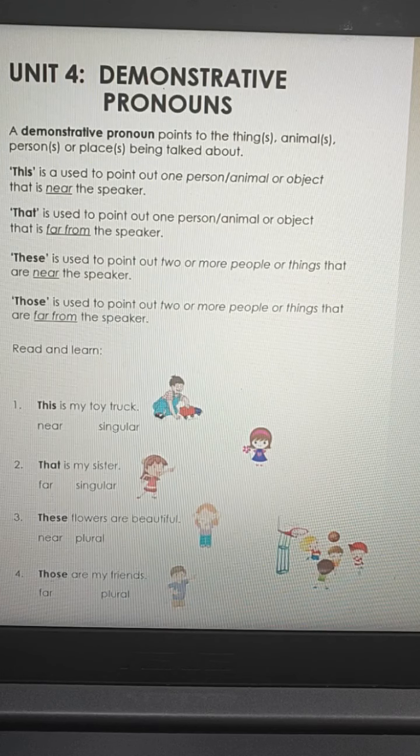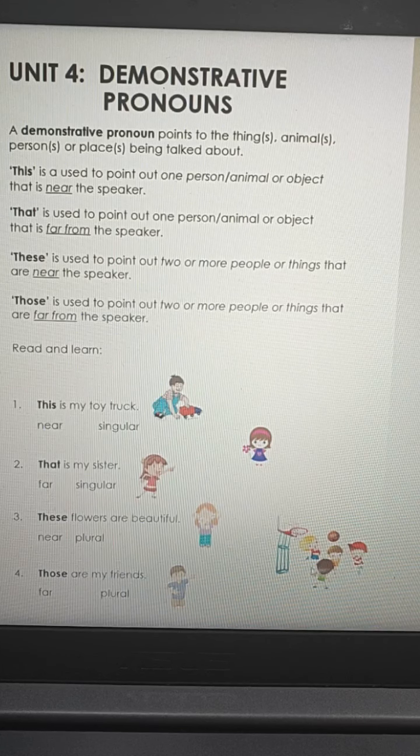Number 4, those are my friends. Those refers to far. See, you are standing here, your friends are standing there. So it's far. So we use those. And friends, there are many friends, right? How many friends are there? 1, 2, 3, 4. So 4 friends, so it is many, so it is plural. So for plural, we use those.